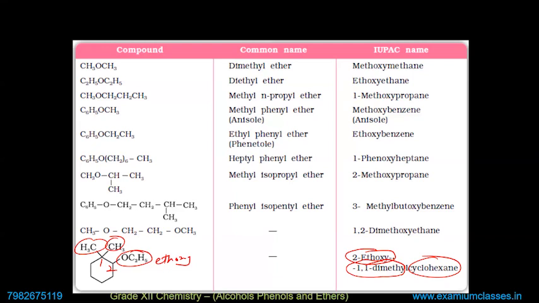Out of 70 marks, 5 marks will be there for just IUPAC names. It's a good chunk.